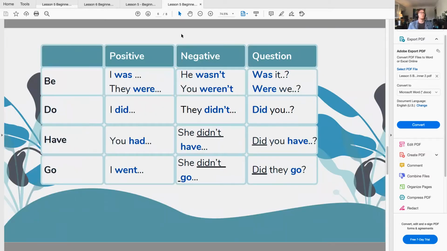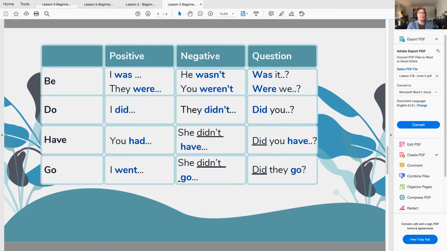Now, we can also use the past tense of verbs to negate things and to turn them into questions. So here we have the verb to be, the verb to do, the verb to have, and the verb to go. These are irregular verbs. You do not add the ed to these. These are conjugated in a different way. So with be, the past tense of it is I was, they were.